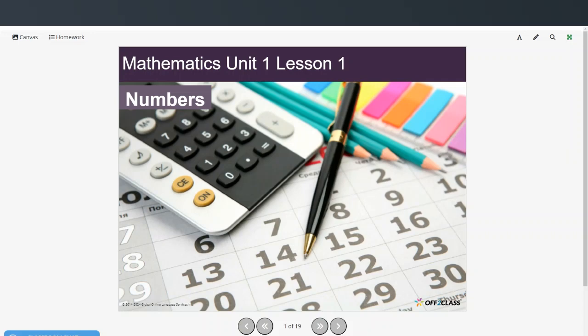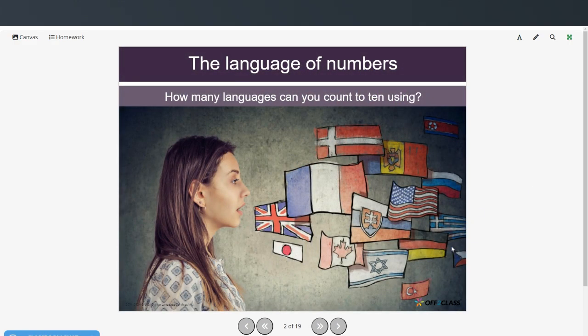This is a B1 level lesson and this is mathematics for ESL learners. Today we're going to be talking about numbers. So how many languages can you count to 10 using? Probably your first language. Hopefully you can count to 10 in English, and if you can count to 10 in any other languages.